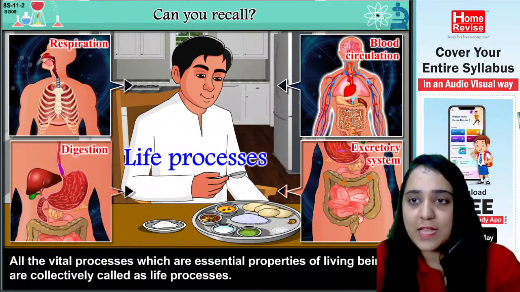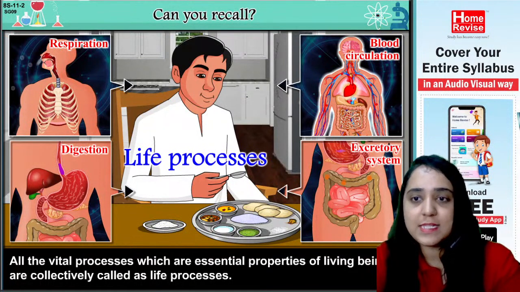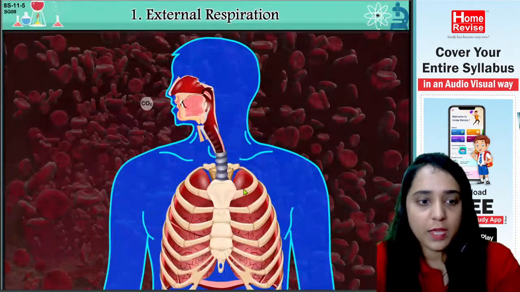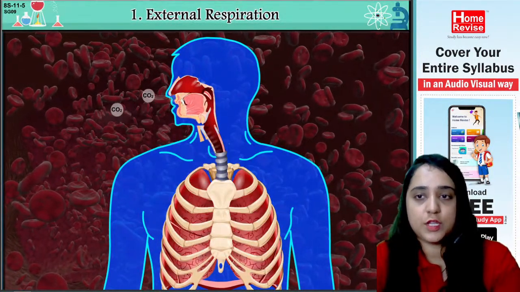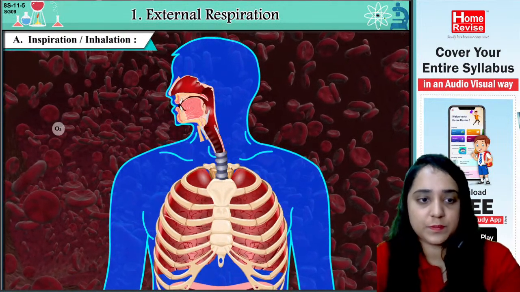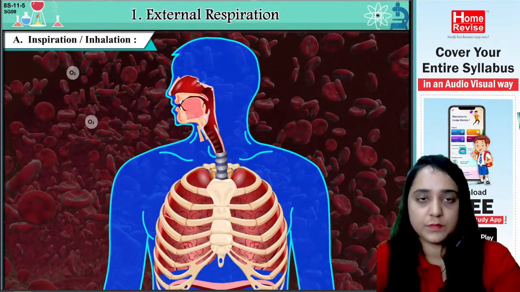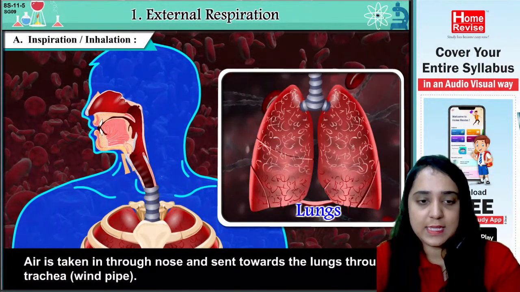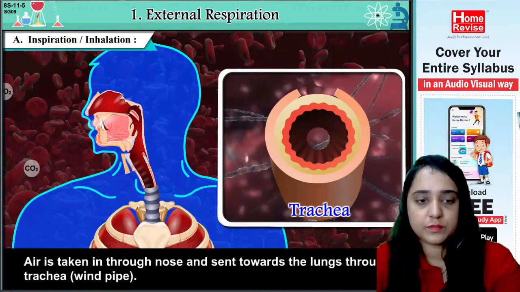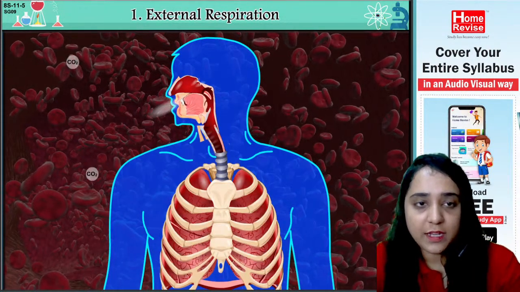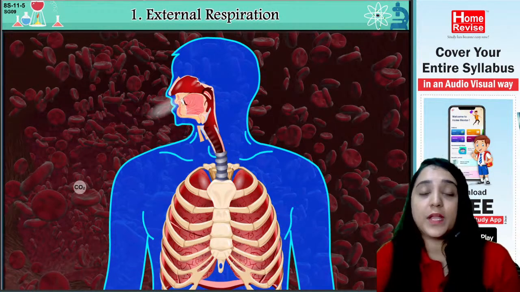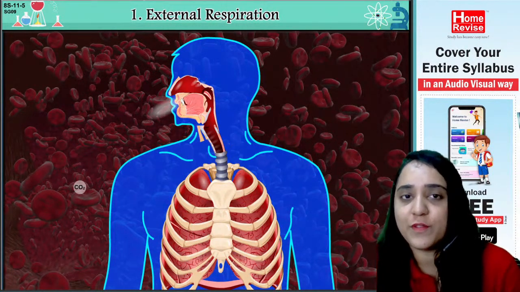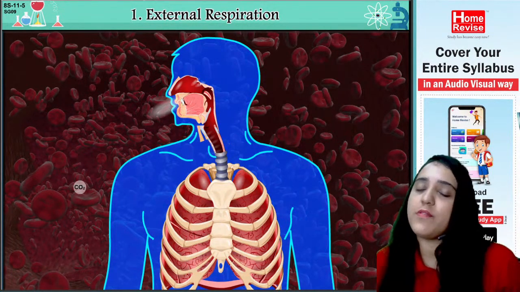Fine. Now, as we have studied this in the earlier chapter, let's see what respiration is. First, external respiration. A. Inspiration or inhalation. Air is taken in through the nose and sent towards the lungs through the trachea, that is the windpipe. We are going to understand respiration and the types of respiration. The first type is external respiration.